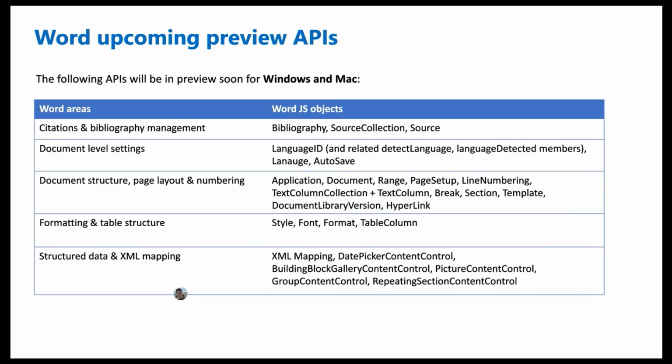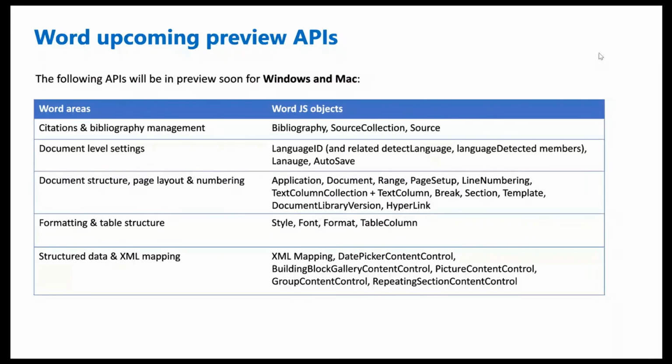And last category is about the content controls and the XML mapping. So we will have more types of content controls as shown here. Date picker and the building block gallery are the most asked content controls, but we also have the repeat section, picture runs, etc. And most importantly, we also support XML mapping. And with that, you will have the mapping between the customized XML and the content control.